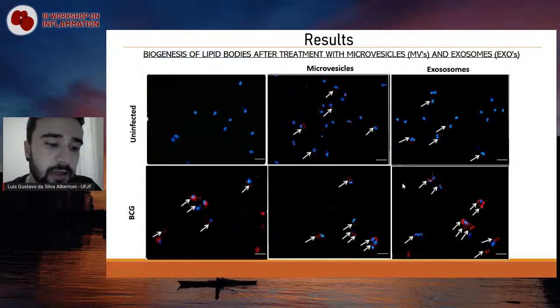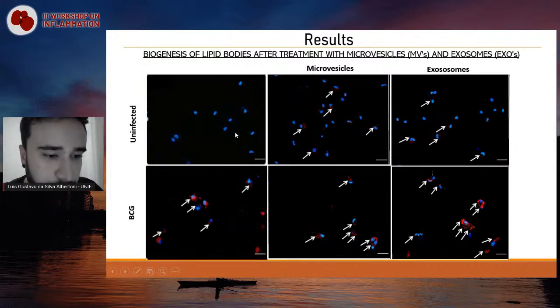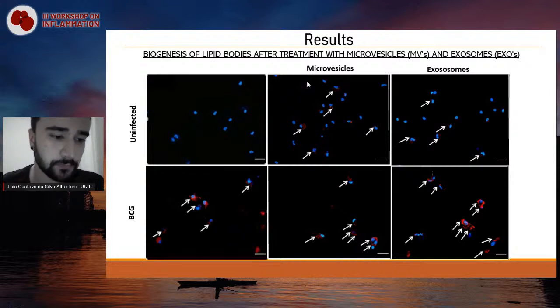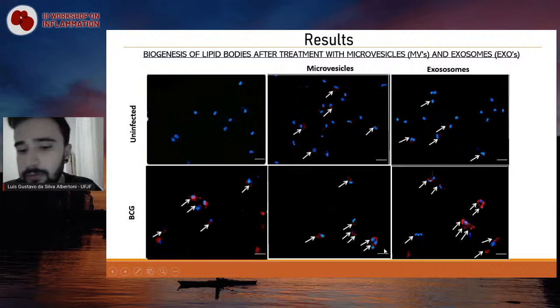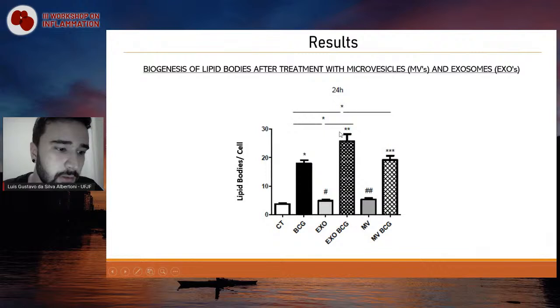The effect with BCG potentialized the formation of the lipid bodies in the presence of both stimuli, the microvesicles and the exosomes, when compared to the BCG group not stimulated with the vesicles. Even the treatment with microvesicles and exosomes in the absence of infection was also able to induce the biogenesis of lipid bodies, as you can see here, when compared to the uninfected and unstimulated groups. So in the infected and stimulated groups, the production of lipid bodies was bigger, and the microvesicles in the absence of infection are capable of inducing the formation of lipid bodies.